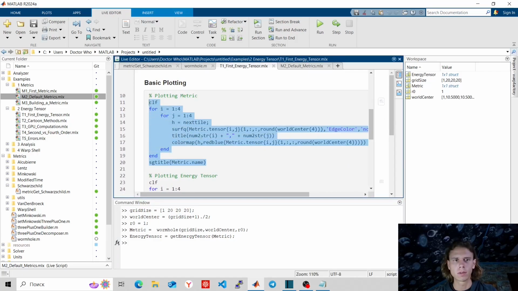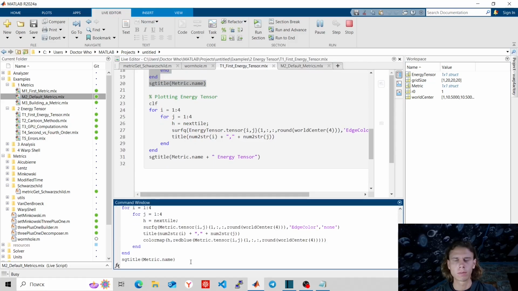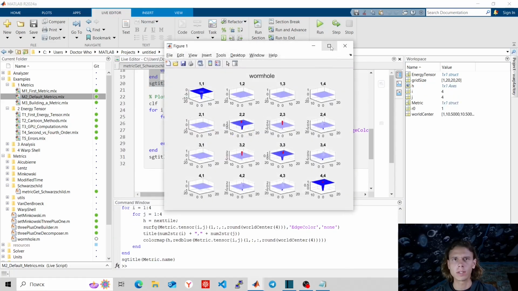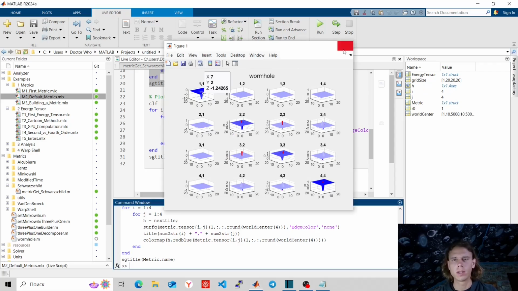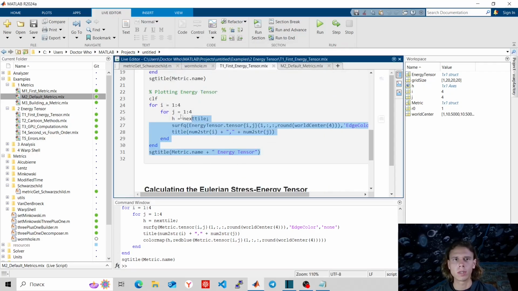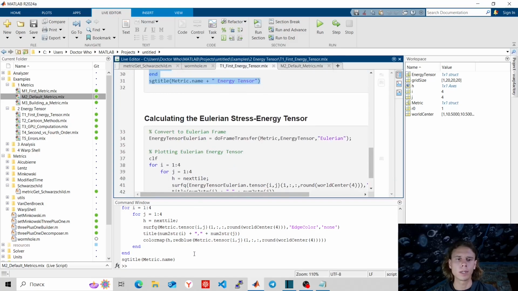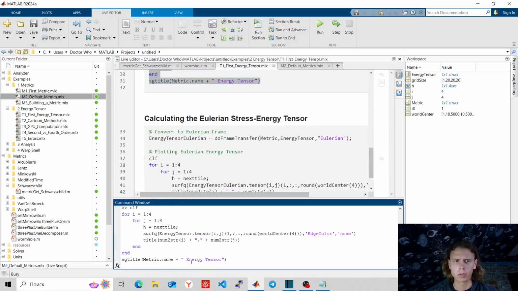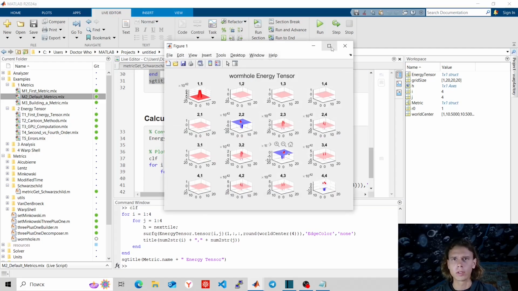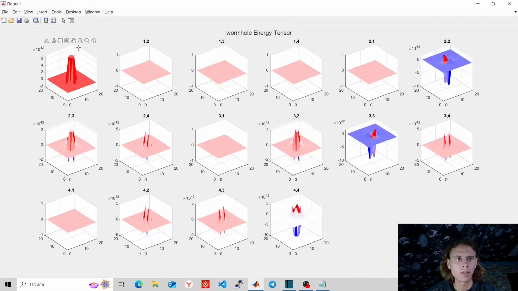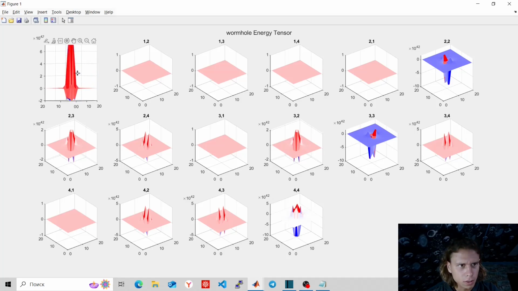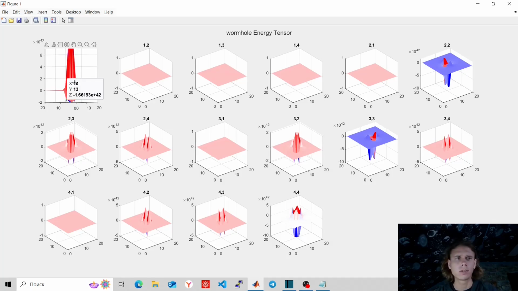Now I can plot my metric first. Let's do this. So these are the components of my metric plotted, and I can also plot the energy tensor. And I should expect exotic matter because wormholes require exotic matter for their existence. And this is the 00 component, which is responsible for mass energy density. And as you can see, there are minus values, so I guess this is what it means.